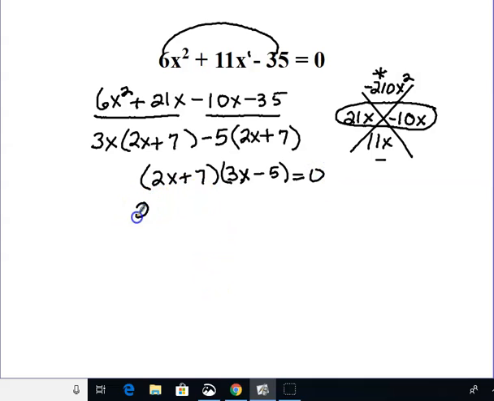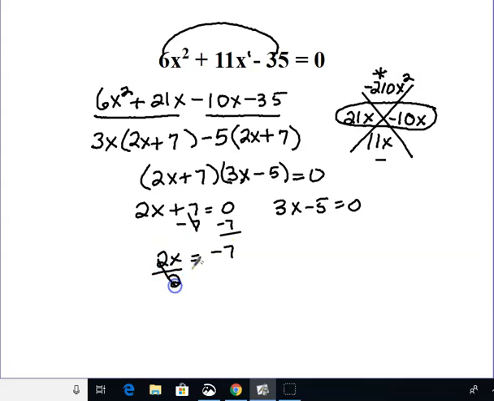Now set each parenthesis equal to 0 and solve. So subtract 7, divide by 2. So look up here. This positive 7 became a negative 7, and I divided by this 2.